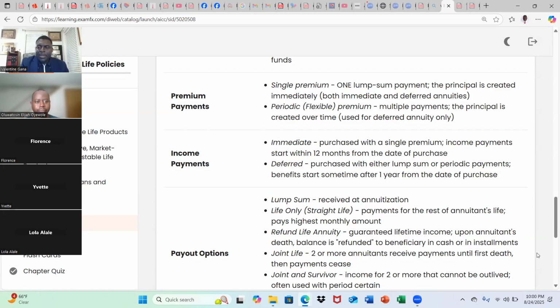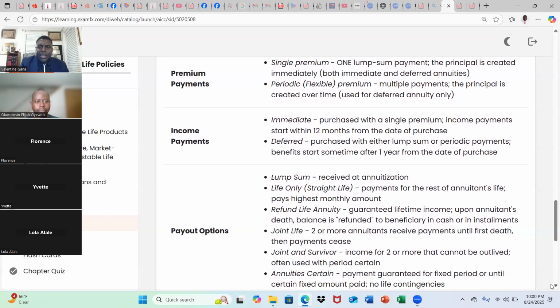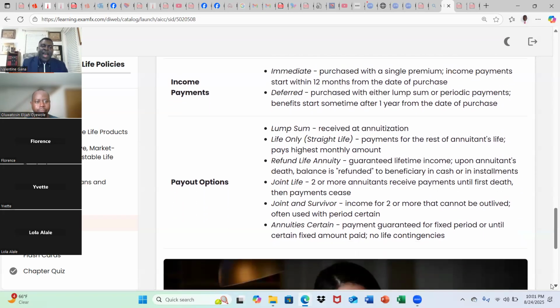Income payments. There are two types of annuities here that are defined by how that annuity pays you, how income from that annuity is paid to you. An annuity might be an immediate annuity. An immediate annuity meaning as you create that annuity, within 1 year, they start making payments to you. That's an immediate annuity. Income payments start within 12 months from the date of.